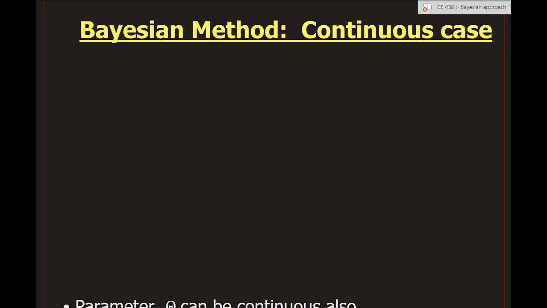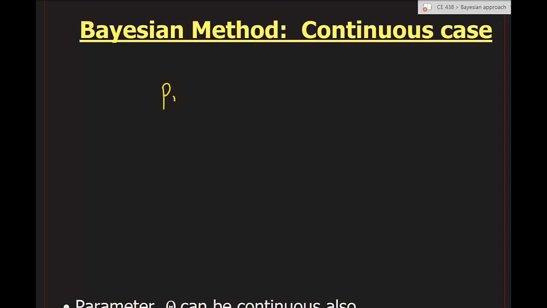In the last lecture, we discussed the Bayesian method, and we discussed when my parameter is a discrete random variable, how we apply the Bayesian method to solve the problems. Now the parameter can also be continuous. So how do we apply Bayes' theorem in that case? We'll see all this in this lecture.